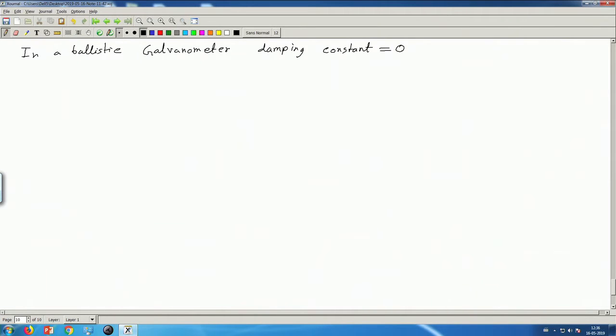Okay, so there is no damping force, no damping torque. Now, say impulse current flows through the coil of the instrument for a very short duration. Okay, so impulse current flows.